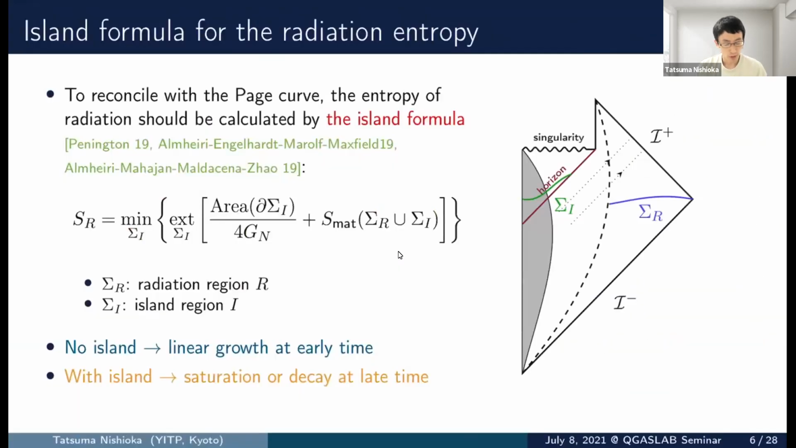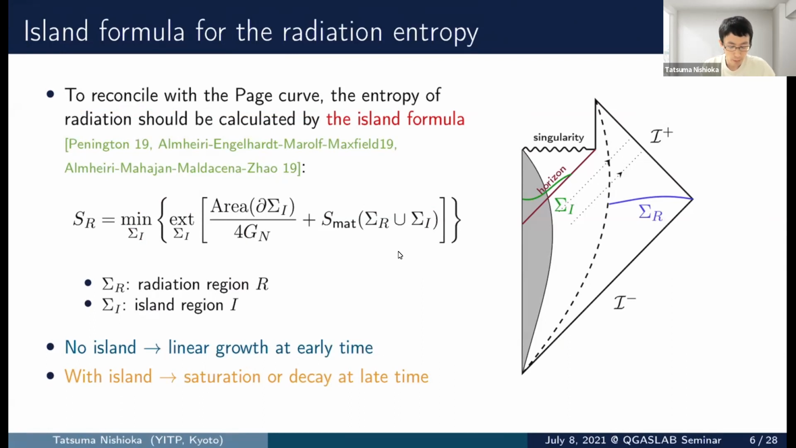Okay, so recently there have been many developments which resolve the information loss problem. So the idea is actually very simple. To reconcile with the Page curve, we want to reproduce the Page curve somehow using semi-classical gravity.